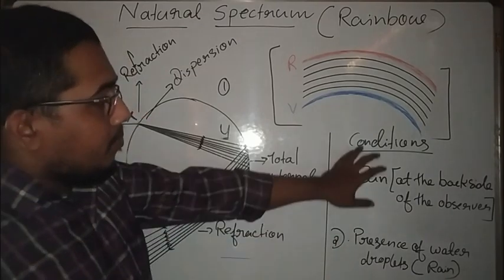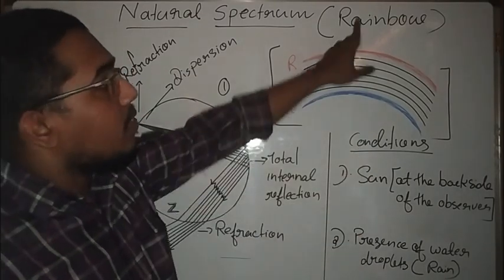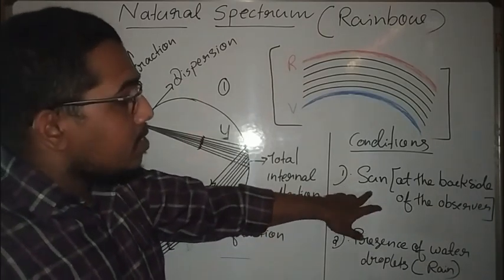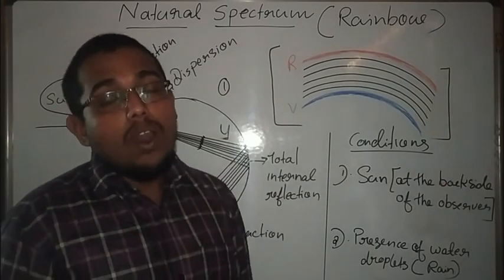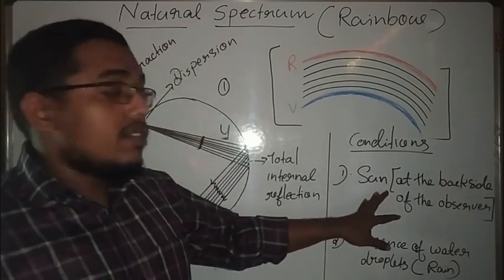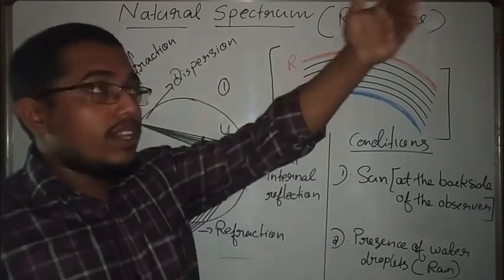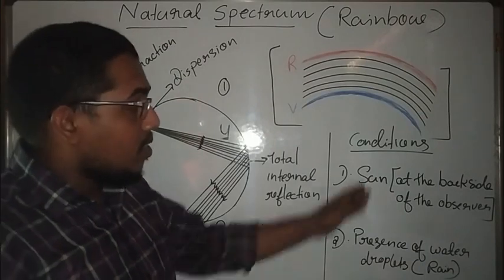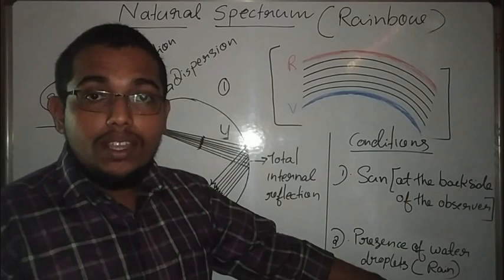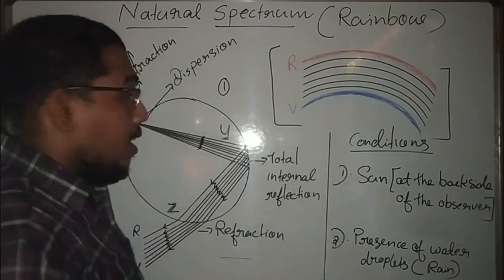Before that, these are the two conditions for the formation of a rainbow. The first condition is the presence of the sun at the backside of the observer. That is very important. The sun should be at the backside of the observer, and also it should be a raining day, with the rain in front of the observer. So these conditions are very important.